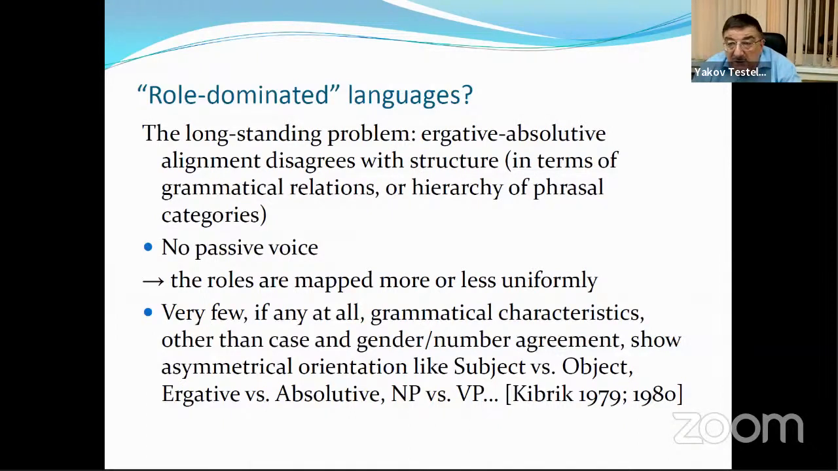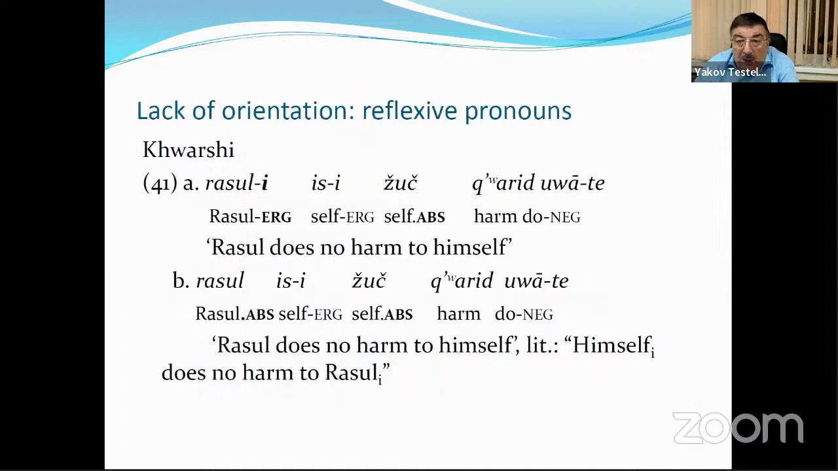So Kibrik's idea was that ergativity is a reflection of role domination. They are role-dominated languages, and morphological and syntactic mechanisms are oriented directly at roles or hyperroles, like absolutive and agent, understood as hyperroles in his view. And there is no need of an intermediate level like subject and object, like grammatical relations. And in fact, there are some indications that there are fewer grammatical asymmetries in East Caucasian than in languages of the Standard Average European type.